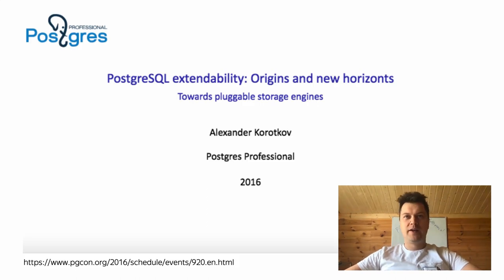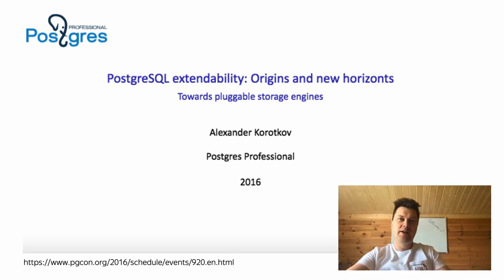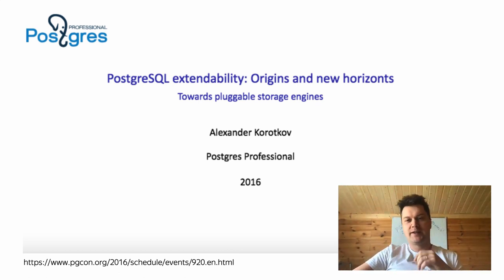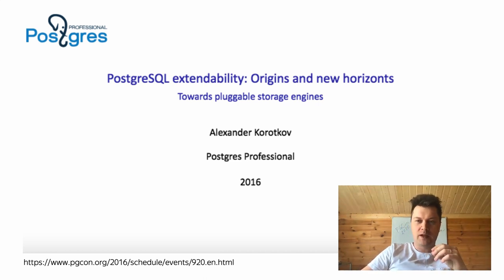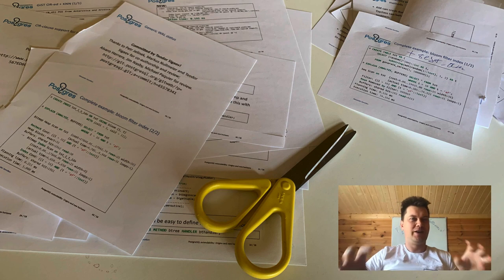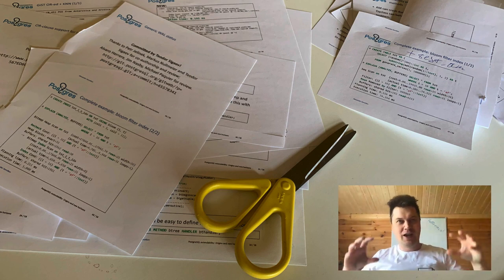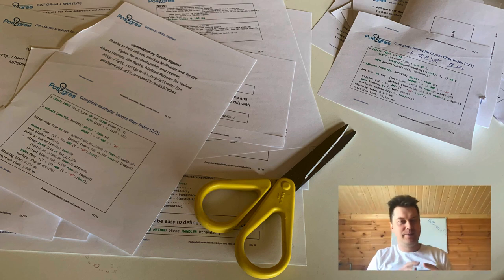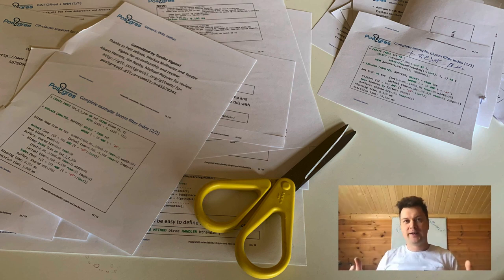A few years ago Alexander Korotkov made a beautiful presentation about Postgres extensibility and how to create access methods. It was a presentation aimed at core developers, on how to make Postgres extensibility better. I've tried to take everything from this presentation and make it very simple, and describe how to start with your own access method and how to try to implement your ideas.